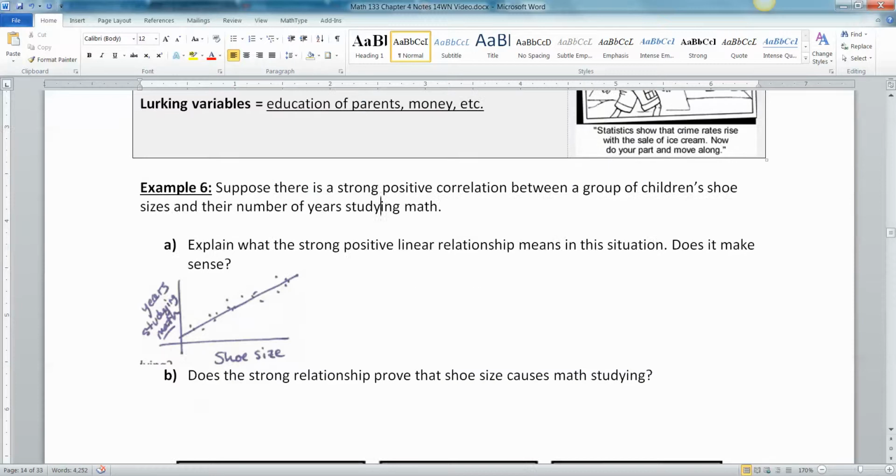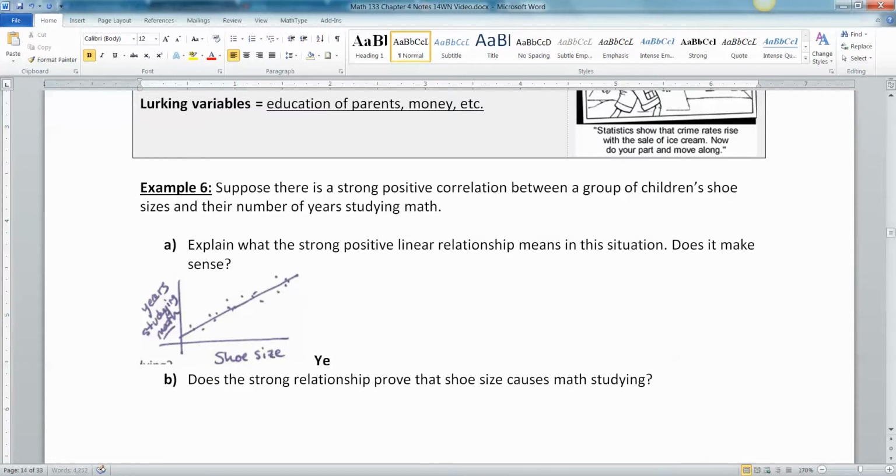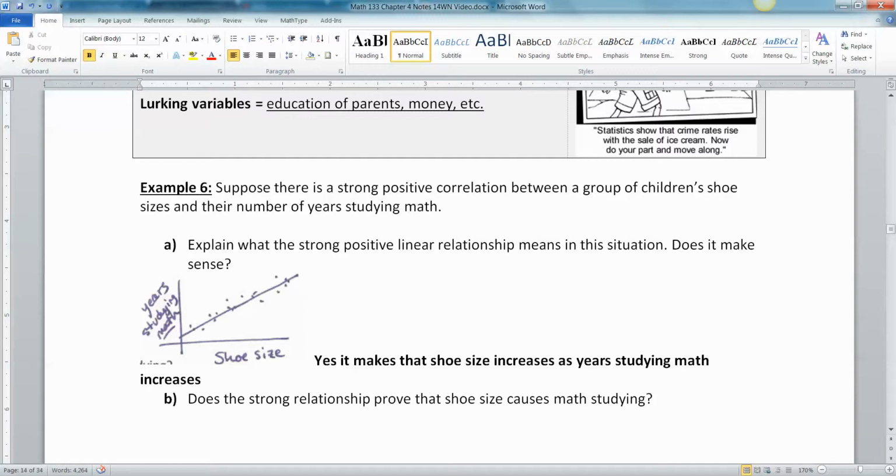All right, so here's another one. A positive correlation exists between shoe size and number of years studying math, right? And this is what it'll look like. So this makes sense, right? Yes, it makes total sense. Yes, it makes sense that shoe size increases as years studying math increase. That explains my big feet. Years studying math increase, right? But why is that happening?